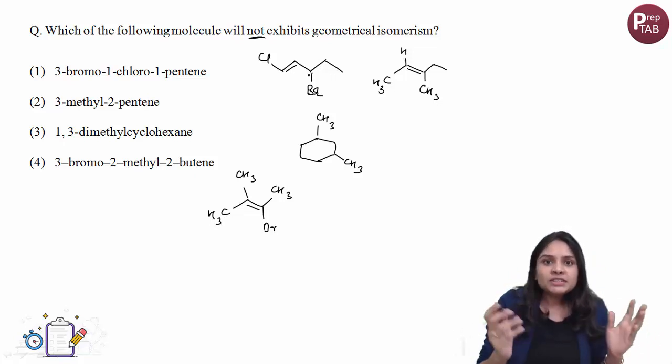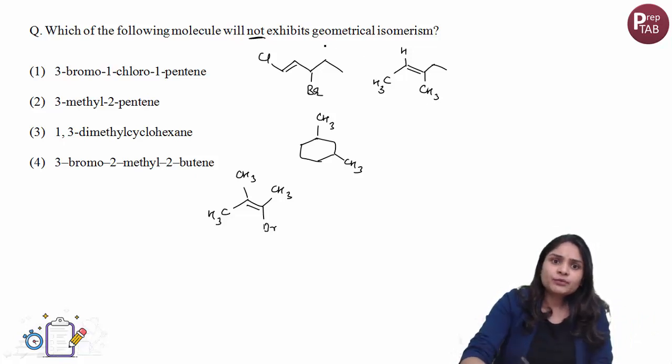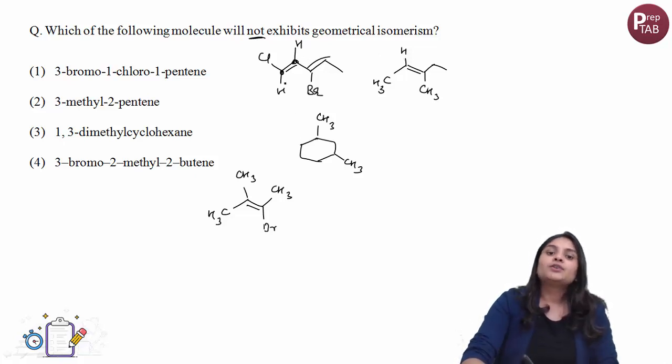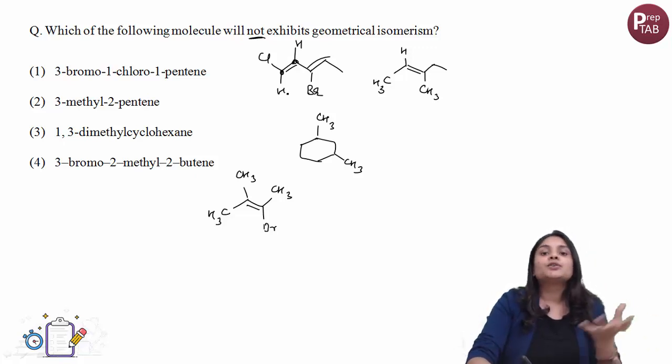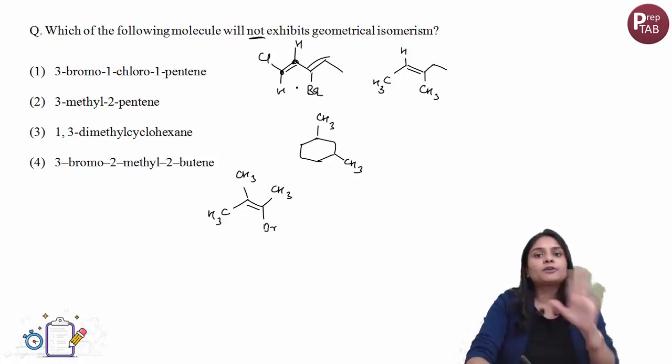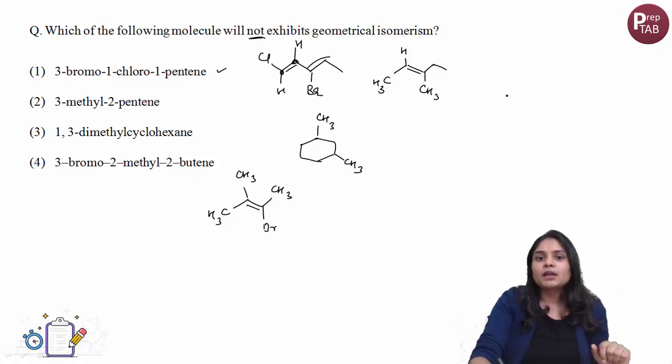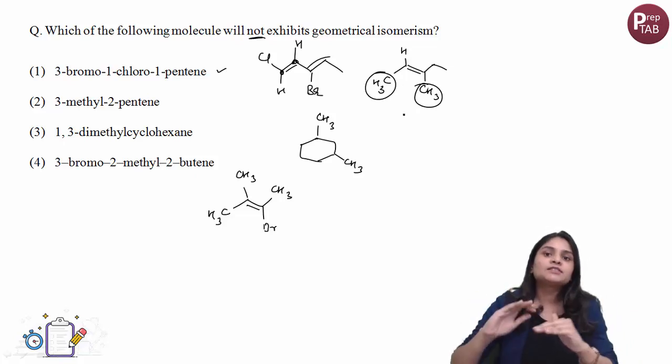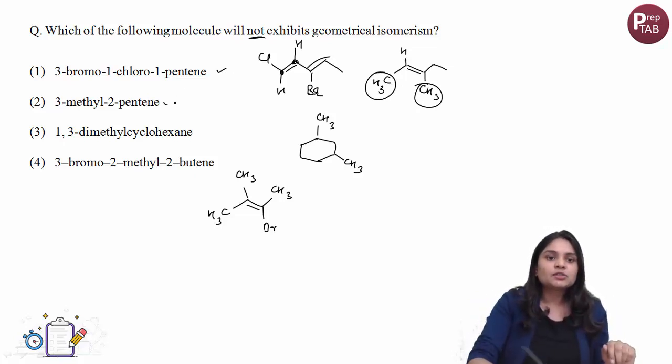When we have an open chain, we see double bonds. So we have a double bond over here. Over this, on this carbon atom, we have hydrogen and Cl. On this carbon atom, we have this group and hydrogen over here. So yes, you can have cis and trans form both. In this, you have hydrogen on the opposite side. You can also form a molecule in which hydrogen is on the same side. So this will show. In this, you have CH3 on the same side. The other can be CH3 on the opposite side. So this is also going to show geometrical isomerism.